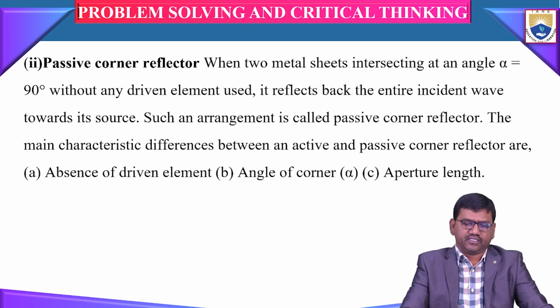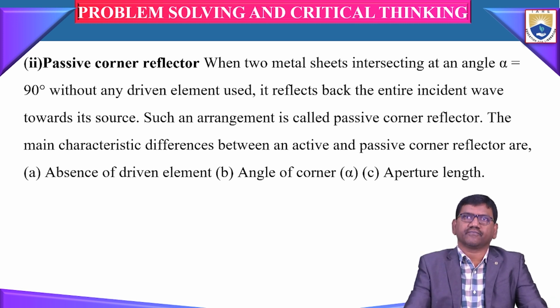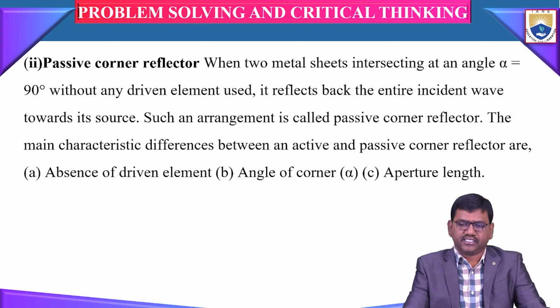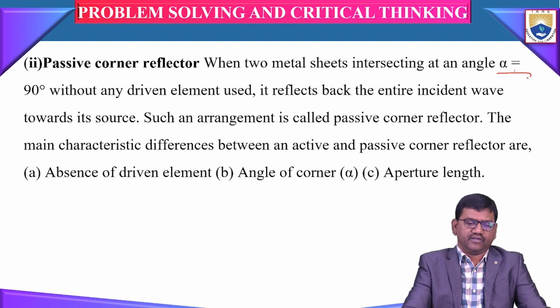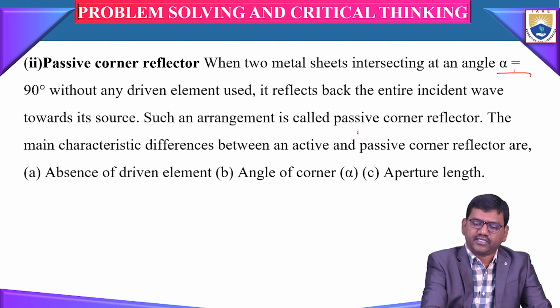The passive corner reflector, when two metal sheets intersect at an angle alpha of 90 degrees without any driven element used, reflects back the entire incident wave towards its source. In the active corner reflector we use alpha less than 180 degrees, while in the passive we use alpha equal to 90 degrees without any driven element. Such an arrangement we call a passive corner reflector antenna.